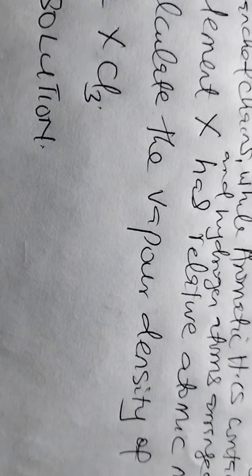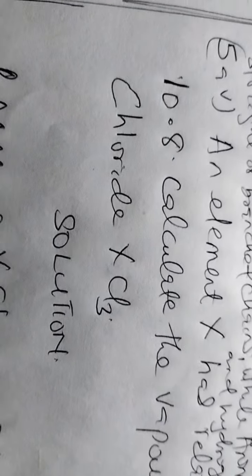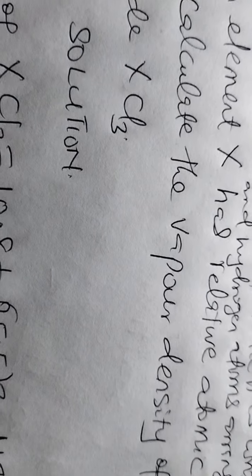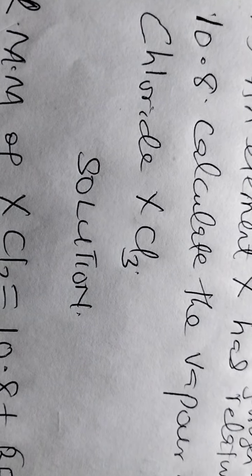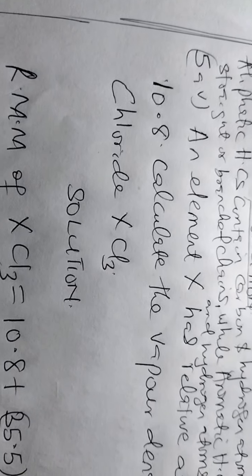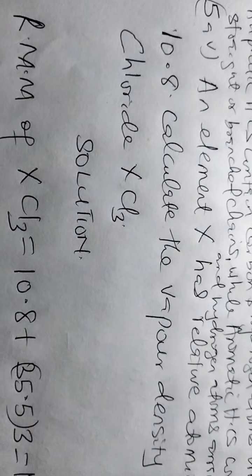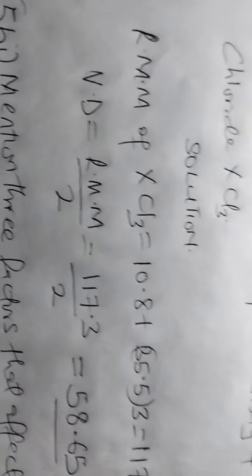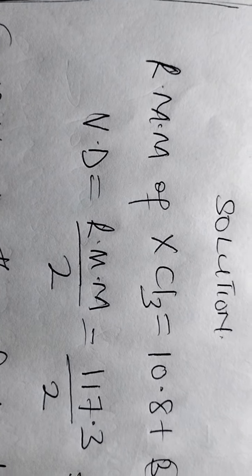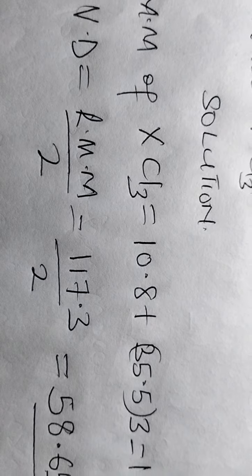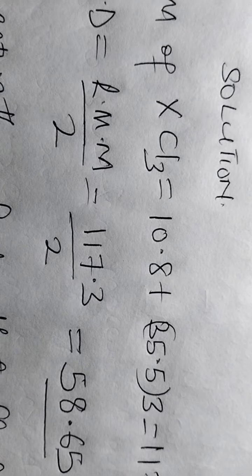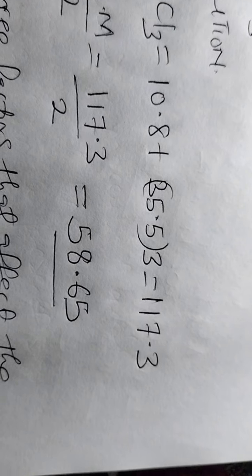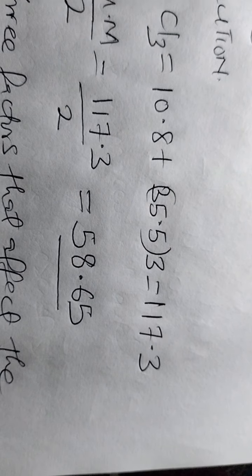Go to 5AV. An element S has relative atomic mass of 10.8. Calculate the vapor density of its chloride with the formula SCl3. So we'll now go to the solution. We'll first of all find the molecular mass of SCl3. Adding up the atomic masses, S is already given to us as 10.8. Chlorine is 35.5 multiplied by 3. Adding everything together, we have 117.3. That's the relative molecular mass of SCl3.